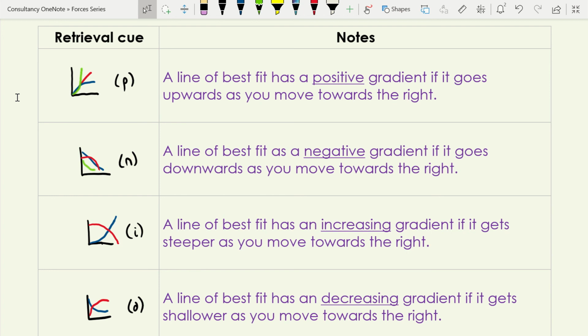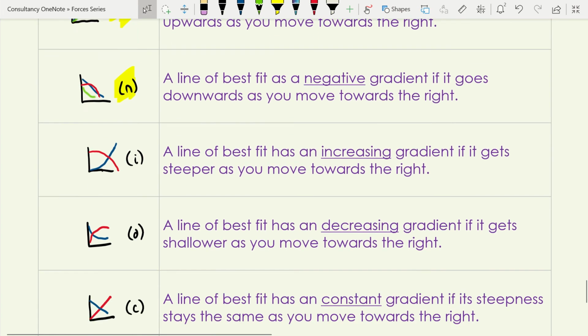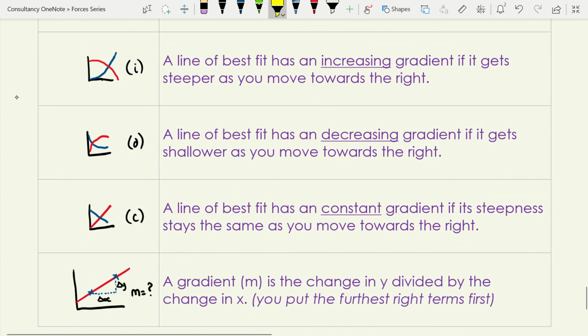You can see that for this video, my cues are all pictures. So in this graph, the thing that all of these lines of best fit have in common is that they have a positive gradient, which is why there's a P here. The thing that these three have in common is they have a negative gradient. The thing these two lines have in common is they have an increasing gradient.